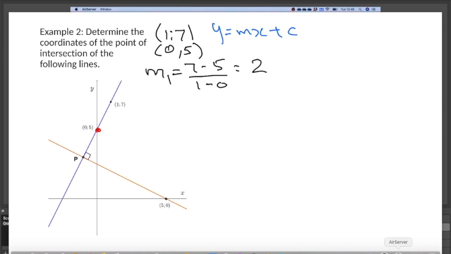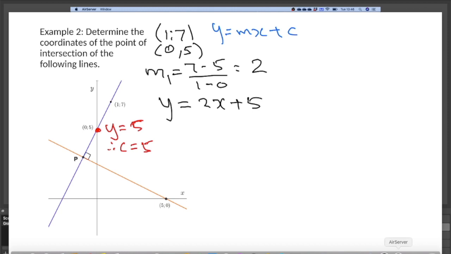It cuts the y-axis at that point there where y is equal to 5. And now c, remember, is the y-intercept. So that means c is equal to 5. So we know c is equal to 5 from the diagram. So if c is equal to 5 and the gradient is equal to 2, then the equation of the line can be written as y equals mx plus c, which is 2x plus 5.